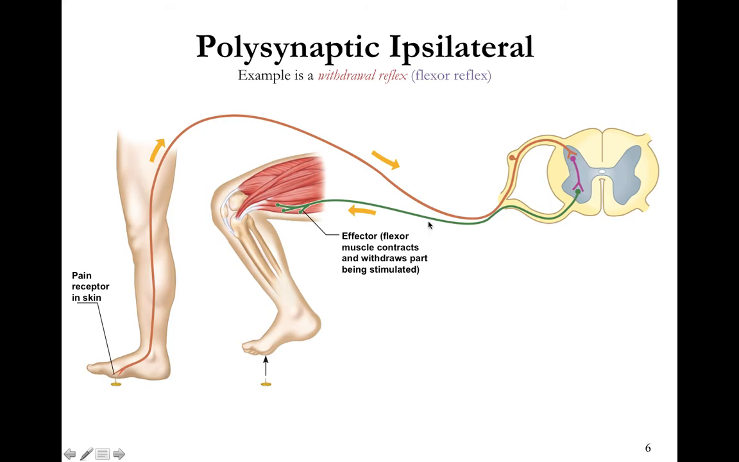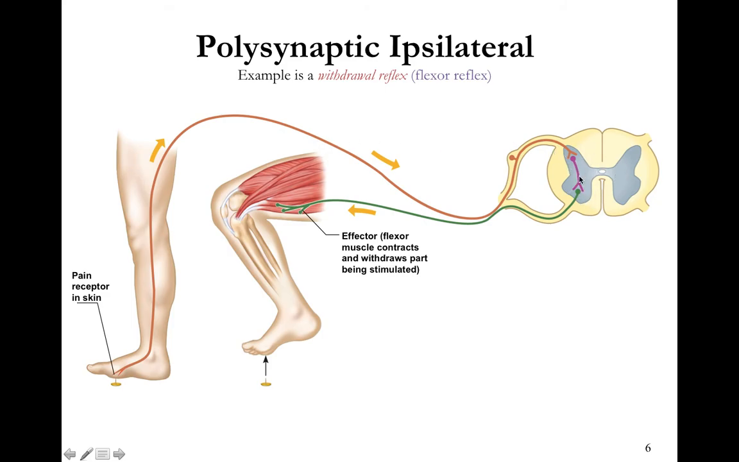so that you can withdraw your foot from that tack. Okay. A lot of times on the test, I don't ask you to diagram this really, more so as if I put this picture, an unlabeled picture, and I ask, what type of reflex arc is this? You should be able to identify that it's polysynaptic because there's multiple synapses, and that it's ipsilateral because it's on the same side.